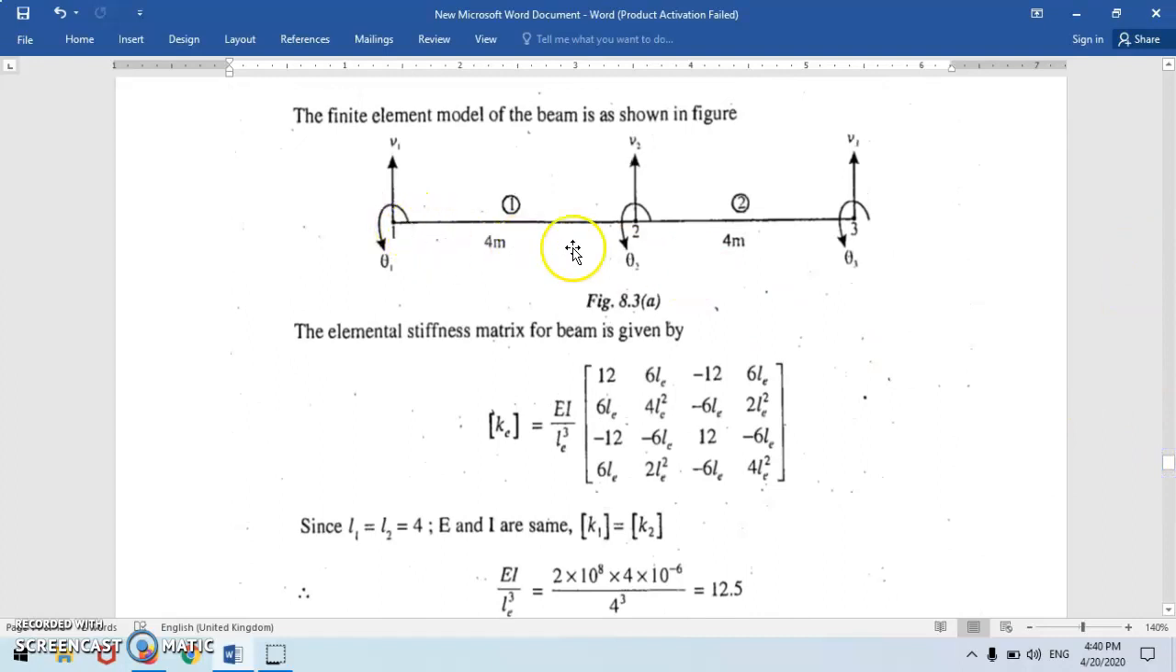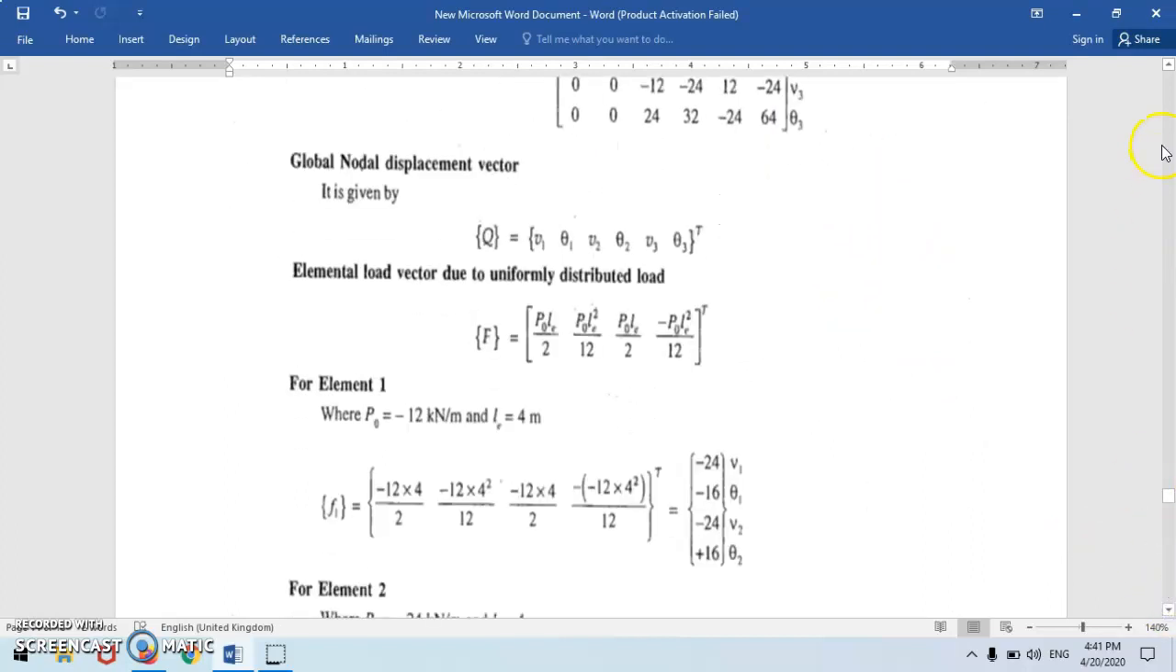This you can refer to above here. You can see here first element is V1 theta 1 V2 theta 2, and the second element is between node 1 and node 2 and node 3. So V2 theta 2 V3 theta 3. Now we'll come below.